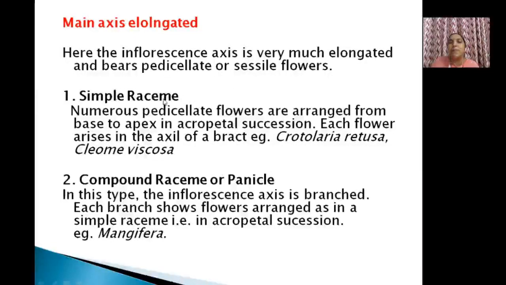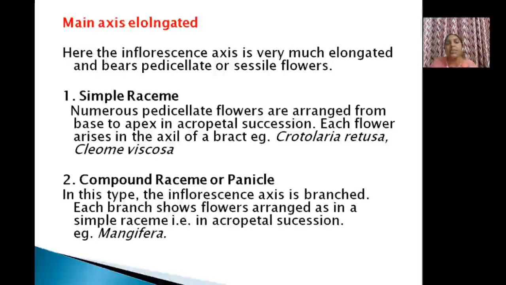First one is simple raceme. Simple raceme is with numerous pedicellate flowers in acropetal succession. Flower arises in a bract, that's our ordinary feature. A simple example is Crotalaria, the yellow colored flower that we usually use in our Onam Pookalam. So what is here? Flowers in acropetal succession, but all flowers are pedicellate. Basal having older flowers, upper side having younger flowers.